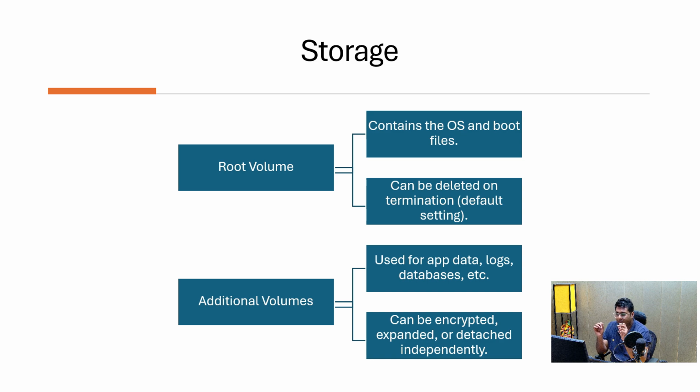Next is storage. When you buy a laptop, you get storage with that. Similarly, when you are going to create a server, you need storage along with that. And when it comes to storage, there are two types of options available in AWS. When you create a machine, one drive is automatically created that will be considered the root volume. Root volume is the volume where your operating system will be installed, which contains the operating system and boot files.